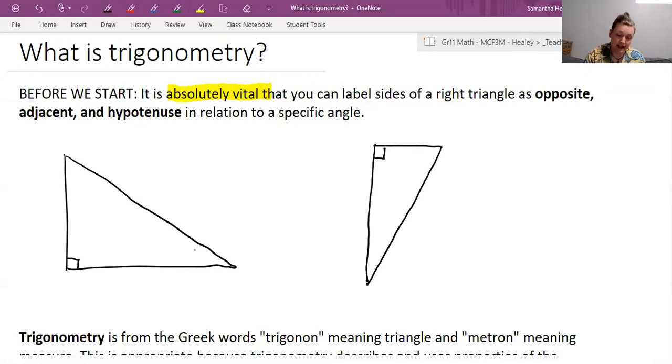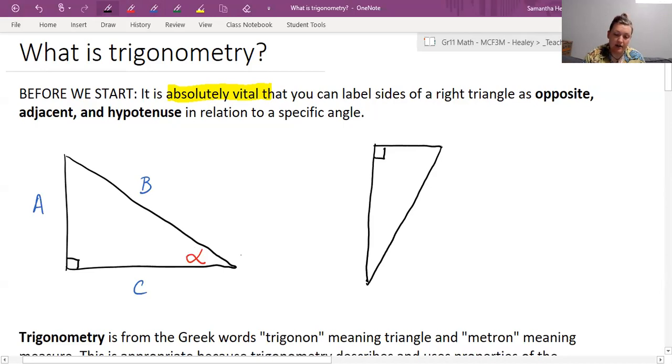So let's say this is our angle right here. I labeled it angle alpha. And I wanted to decide, okay, I'm going to call this side A, side B, and side C. I'd have to be able to label which one is the opposite, which one's adjacent, and which one's hypotenuse with reference to angle alpha. So I should be able to say, okay, angle alpha is in this corner right here.